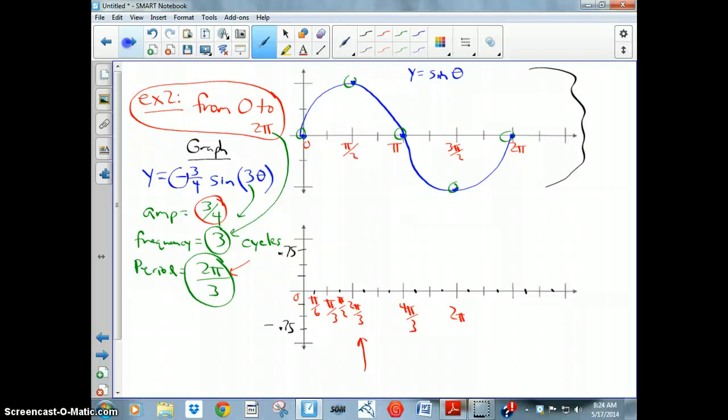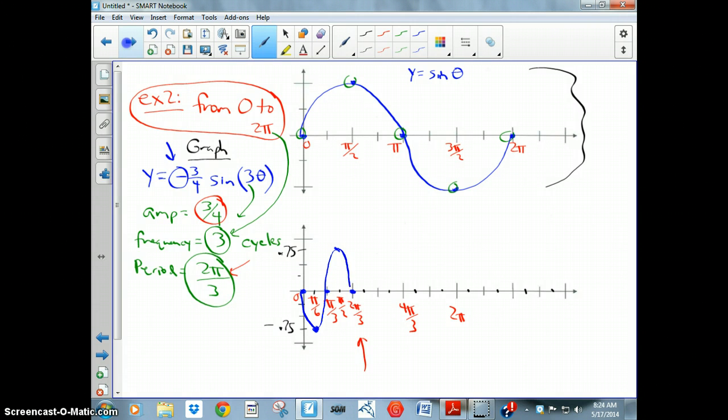However, it's negative, and I put that in there for a reason. That means the graph is flipped upside down. So it's going to start at 0, 0. It's going to end at 2 pi over 3, and halfway in between, it will be 0 at pi over 3. But at pi over 6, it's now not at the maximum. It's actually down at the minimum value because the graph is upside down. And then at pi over 2, it's going to be at 0.75. It'll be at its maximum. All right, so here is the first cycle.